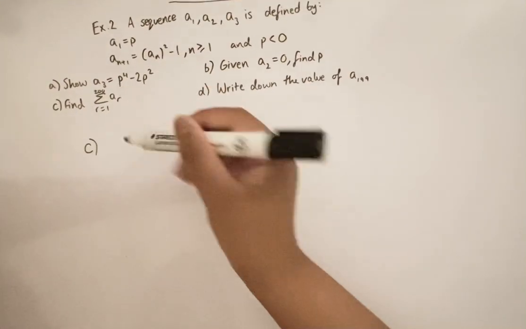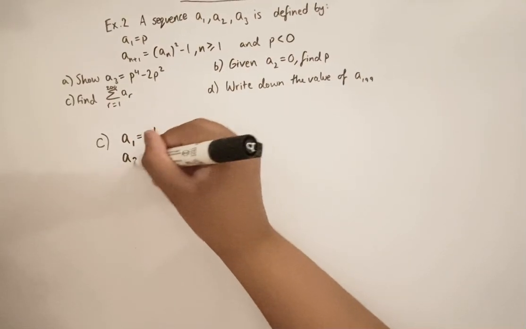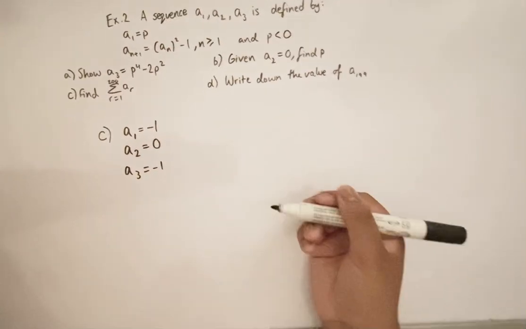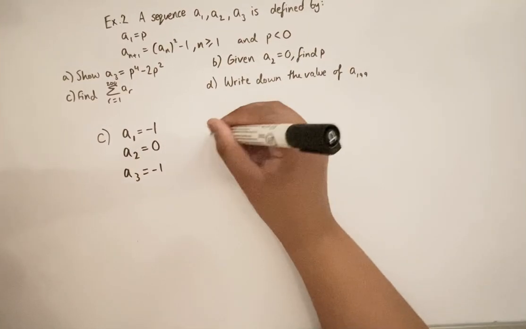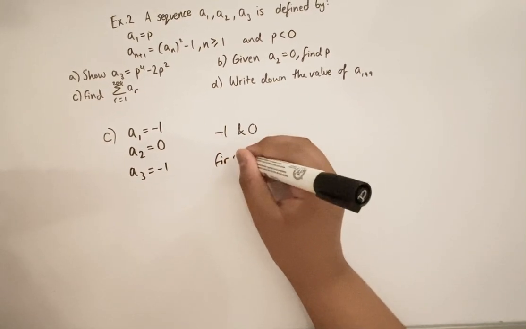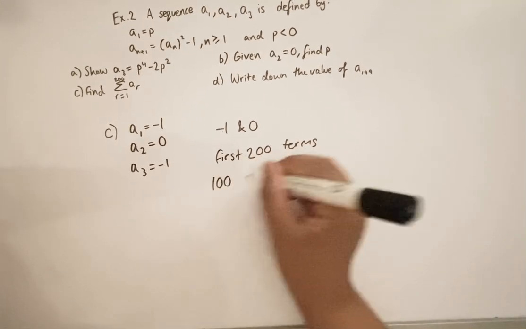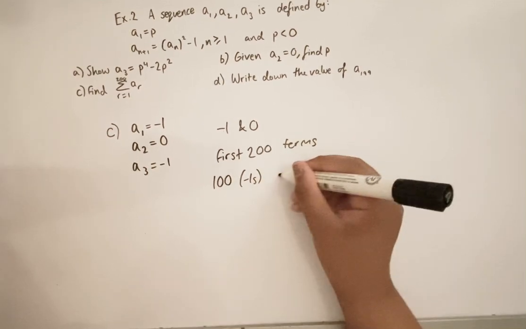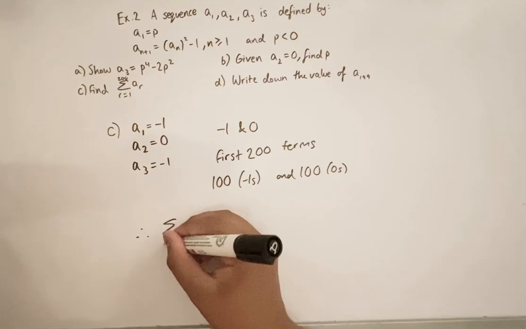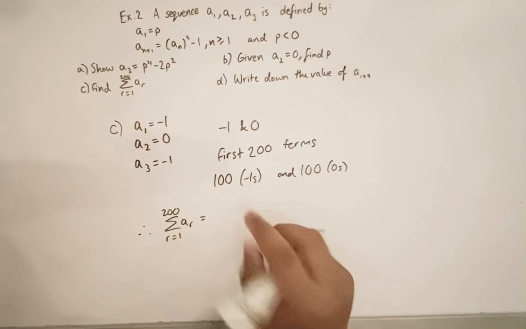For part C, we know that a_1 is equal to p, which is minus 1, a_2 is equal to 0, a_3 is equal to minus 1, and so on and so forth. And so the sequence alternates between minus 1 and 0. And so for the first 200 terms, there will be 100 minus 1s and 100 zeros. So therefore, the sum from r equals 1 to 200 of a_r will be 100 times minus 1, which is minus 100.